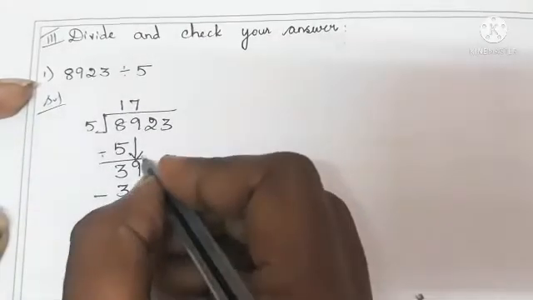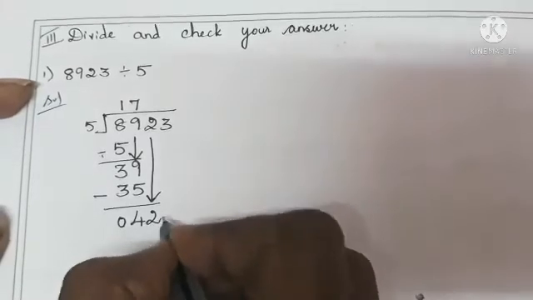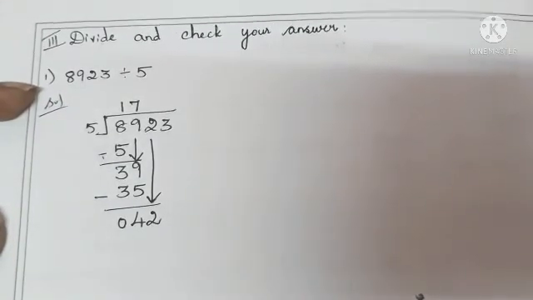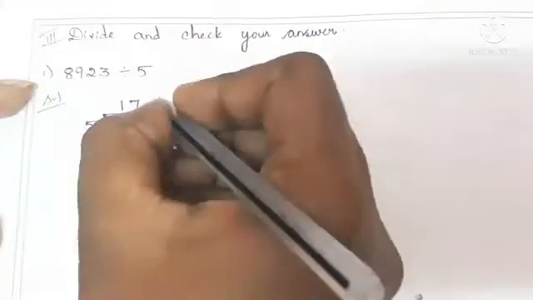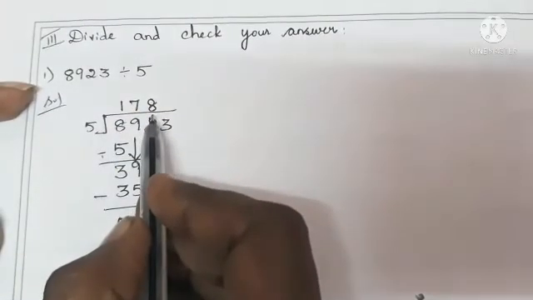Next step, we have to bring down the 2. That means in the tens place we have 2 now, so we can bring down the 2. Now we have 4 and 2, it is 42. So in 42 how many 5s are there? Yes, 8 5s are 40, isn't it? Okay, so we can write 8 in the tens place value of the quotient.